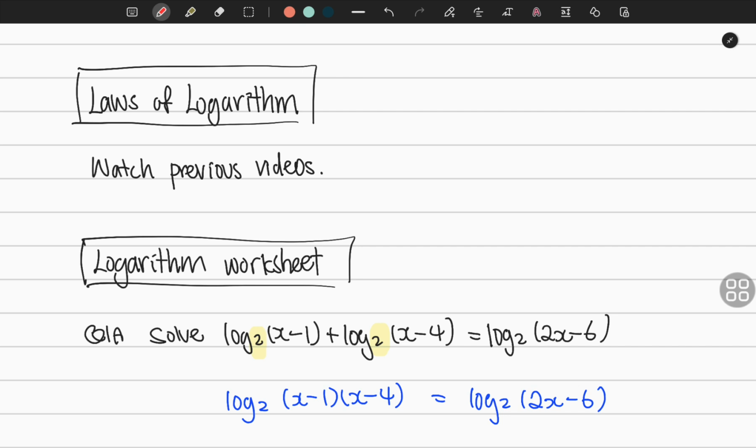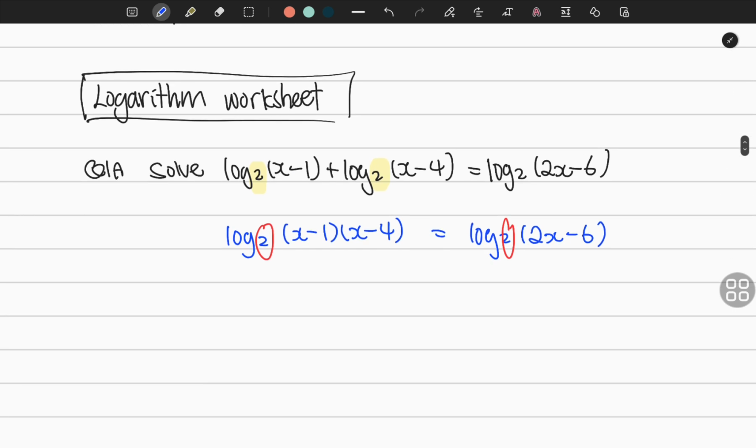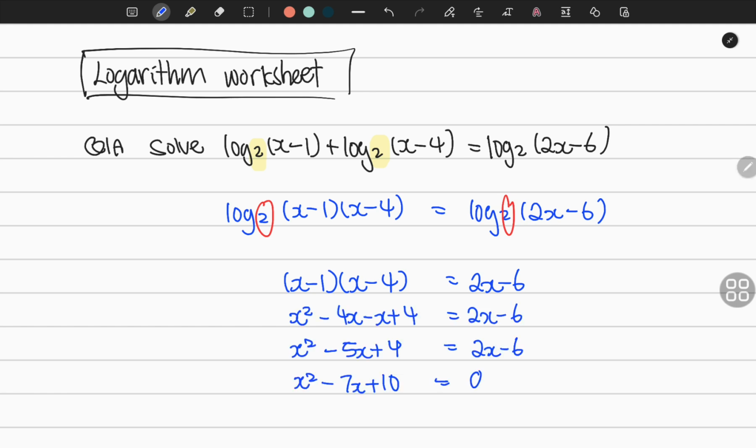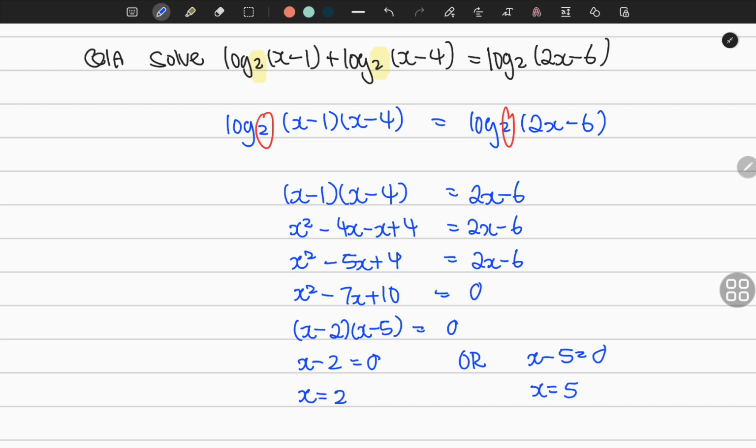Now I notice that I have one logarithm on the left hand side. I also have one logarithm on the right hand side. Similarly, both of my bases are 2. What that means is that in the next equation, I can actually remove the logarithm. I can just have x minus 1 multiplied with x minus 4 is equal to 2x minus 6. Expand and simplify this, followed by factorization or quadratic equation. That will give me my values of x. So it seems like I got my answers.